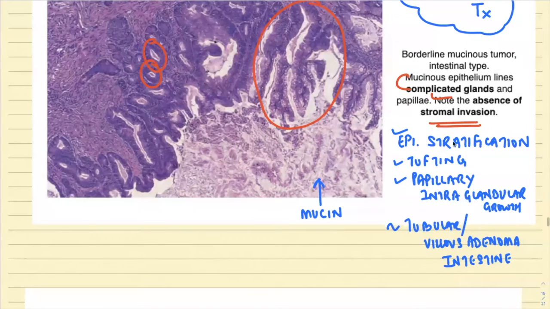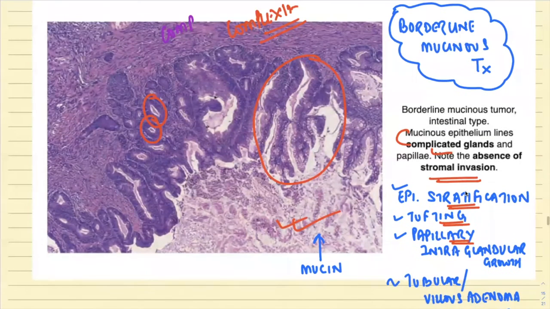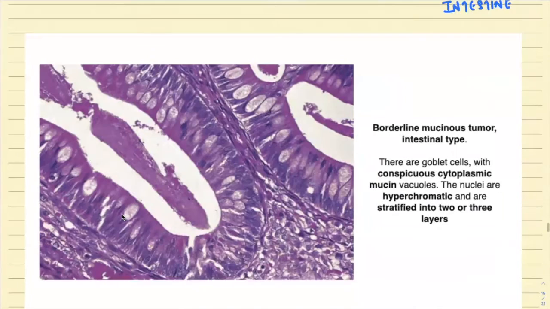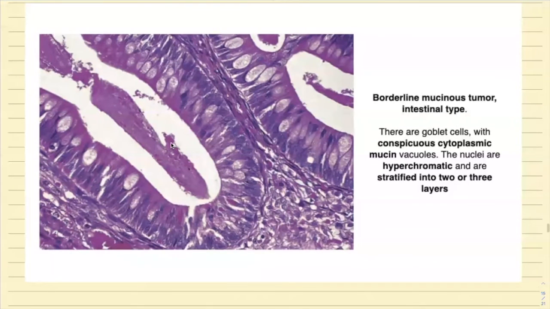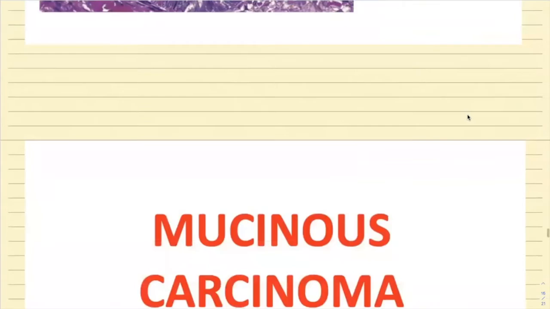There will be epithelial stratification, tufting, papillary growth, and a lot of mucin is appreciated. And over here, these glands look very much like the tubular and the villous adenoma of the intestine that we have read. Everyone will agree with me on that. If you look at the individual tumor cells, why am I saying they are intestinal variety? Can you see these cells? What are these cells? Yes, these are the goblet cells that are present in the normal intestine. So this is the borderline mucinous tumor of the intestinal type, which is the most common variety.